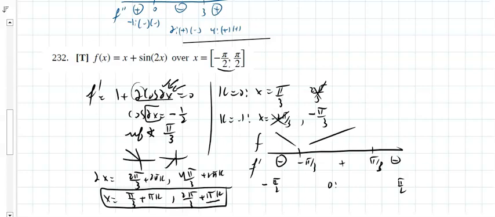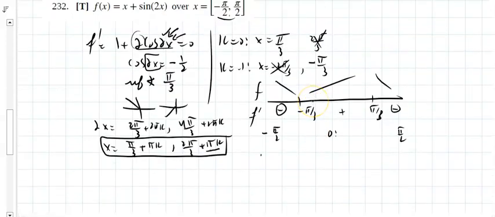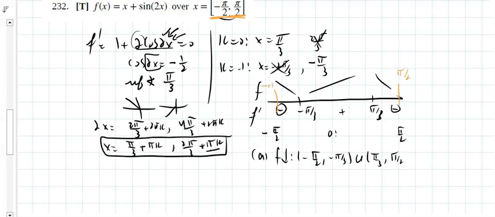So here we are. We know that A, f is decreasing from negative pi over 2 to negative pi over 3, union with pi over 3 to pi over 2, because again, they cut off the restriction between pi over 2 and negative pi over 2.